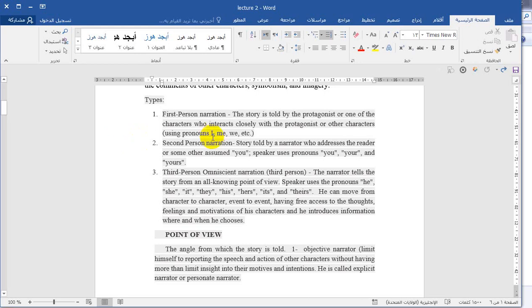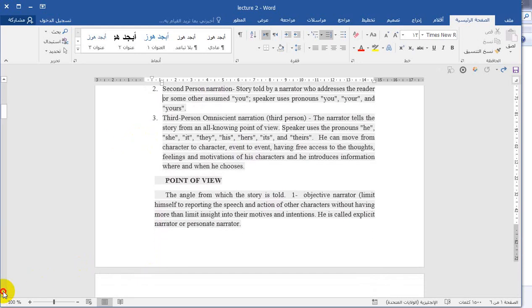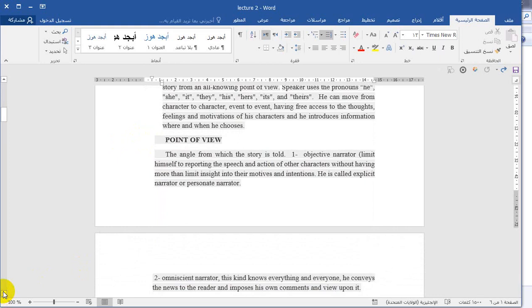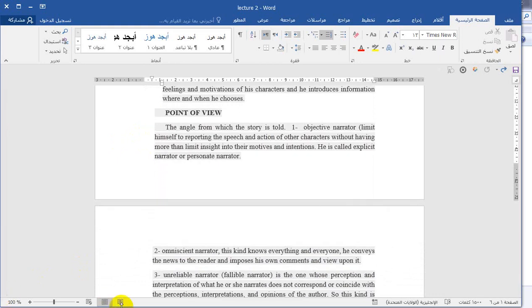So here we have three points of view. We have the objective narrator, we have the omniscient narrator, and we have the third type, the unreliable narrator. So now let us discover what we mean by each one of them. What is the objective narrator? Objective narrator, I mean, from his title it is clear.